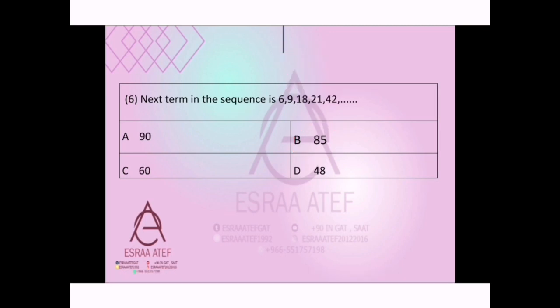Next one here, we have 6, 9, 18, 21 and 42. How can we get it? We have a term which is not found, and he wants the last term. 9 times 2 is 18, 21 times 2 is 42. So 45 times 2 will be 90.